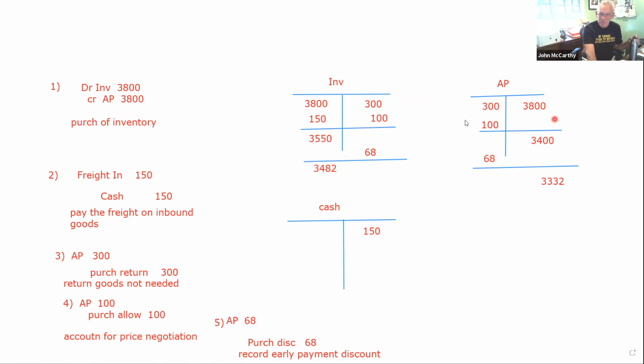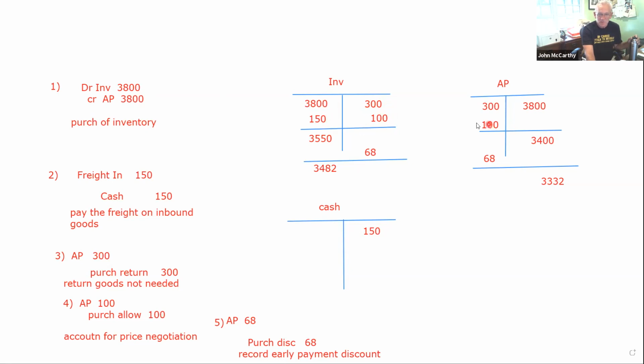So debit accounts payable because we're going to pay less, and this, of course, the seller has to agree to this, and credit purchase allowance, which is a component of inventory. So at this point, we have the initial purchase in the inventory balance, the freight in less the purchase return and the purchase allowance.